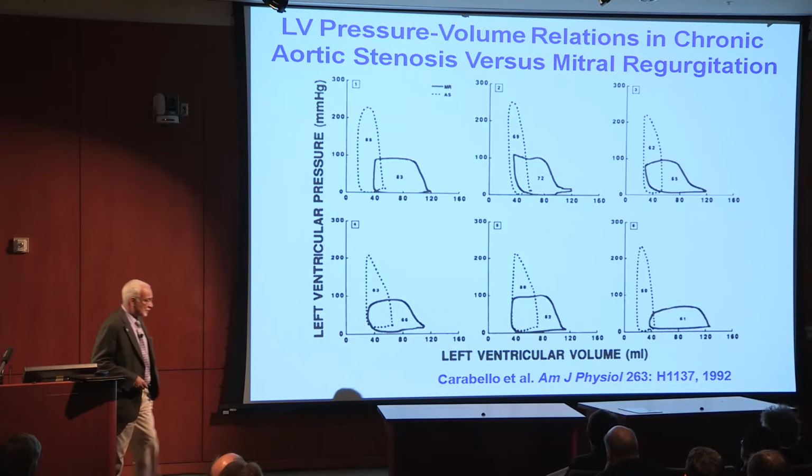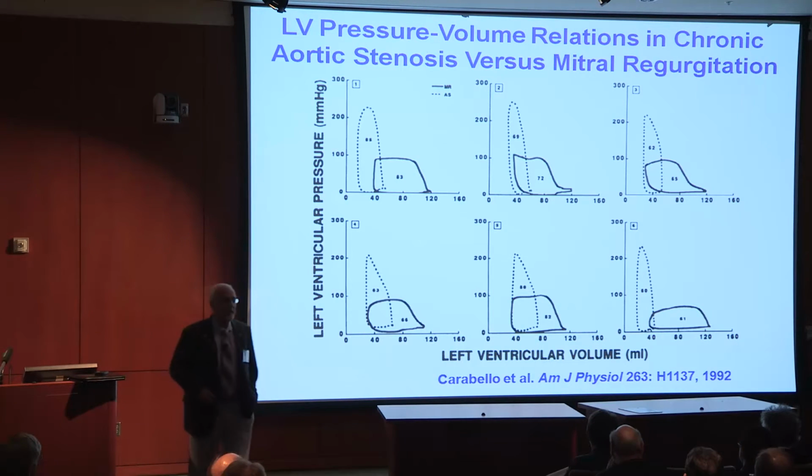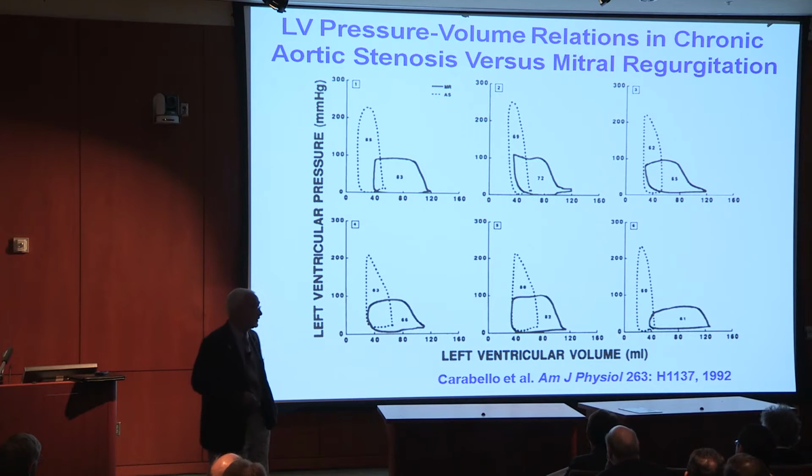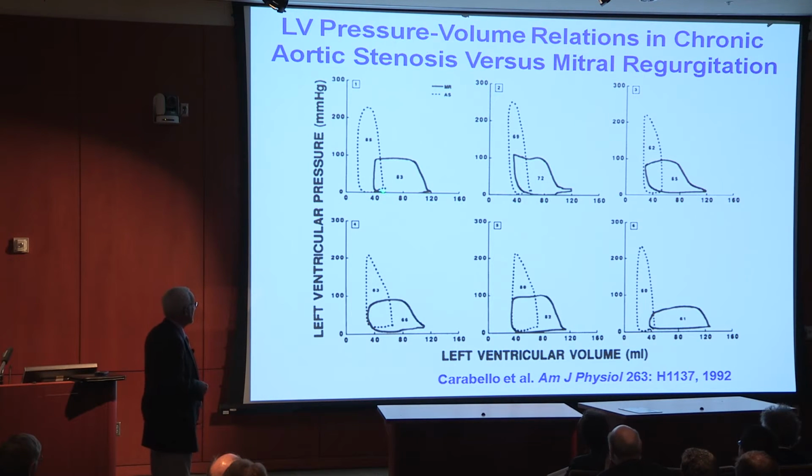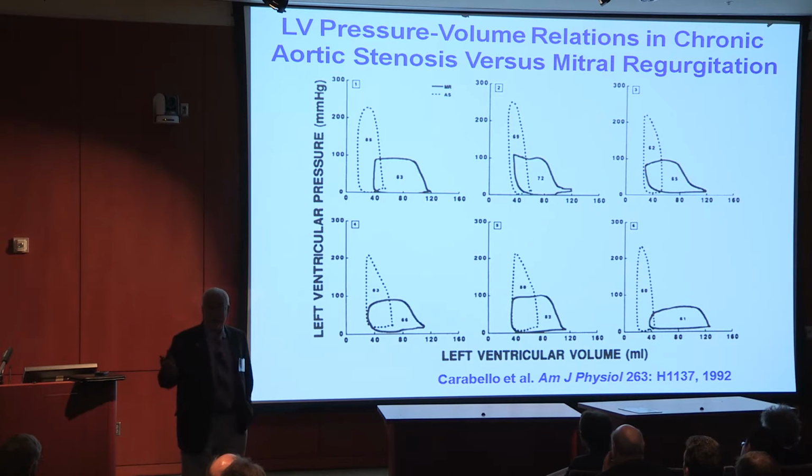A nice example from Blaise Carabello of what we're looking at in terms of pressure versus volume overload is here: a dog with mitral regurgitation and a dog with aortic constriction after about 4 weeks. And here you see the volume decrease before the aortic valve opens, because remember, half of this stroke volume, or 40% of it, may be going backwards into the left atrium. And you can see the difference.